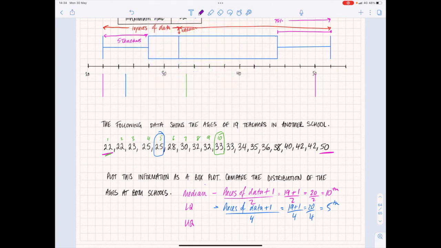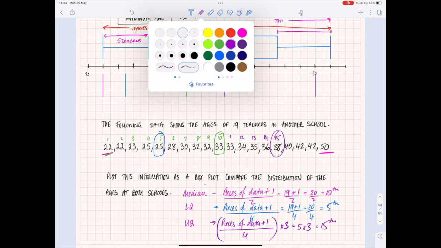I then need to do the final one, which is the upper quartile. So again, you're going pieces of data plus 1 divided by 4, but this time, because we're upper quartile, we times that by 3 because that's the 75% mark. So you're basically saying 5 times 3, which is 15. So we're looking for the 15th piece of data. That's 11, 12, 13, 14, 15. So 38, which is here, is my upper quartile.